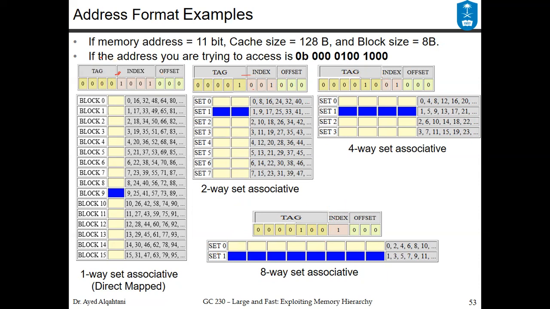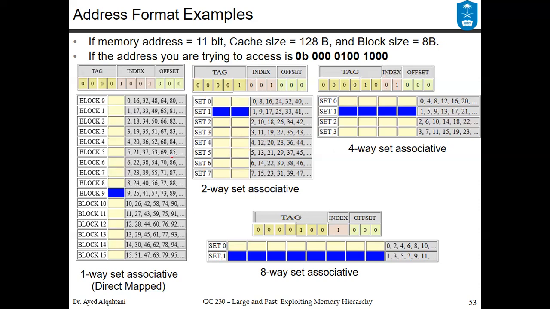So the question was, if the address you are trying to access is this one, where can you find it inside the cache? In the direct map cache, since we have 4 index bits, we would have blocks from 0 to 15. While in this one, since we have 3 bits in the index, we would have 8 sets. Now it's 2-way set associative, so we have 8 sets. Since we have 2 bits, we will have 4 sets. 1 bit, then it is 2 sets.